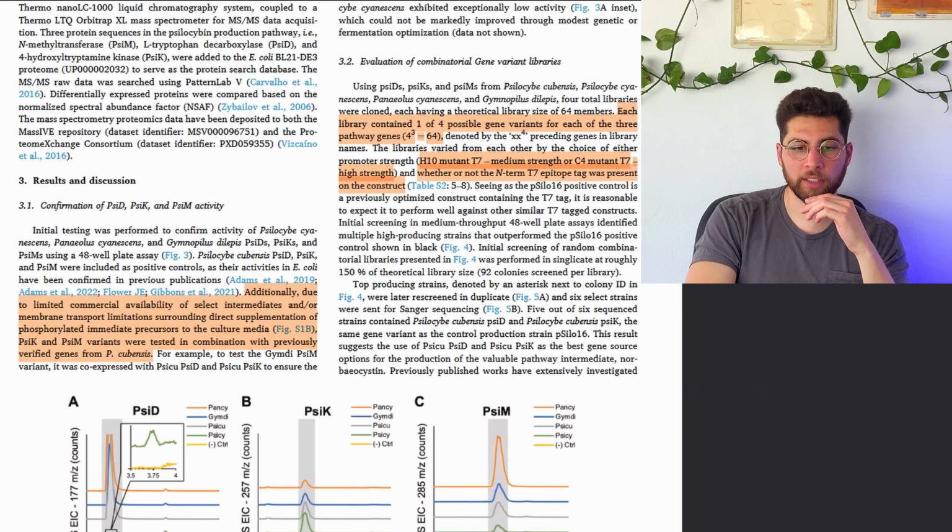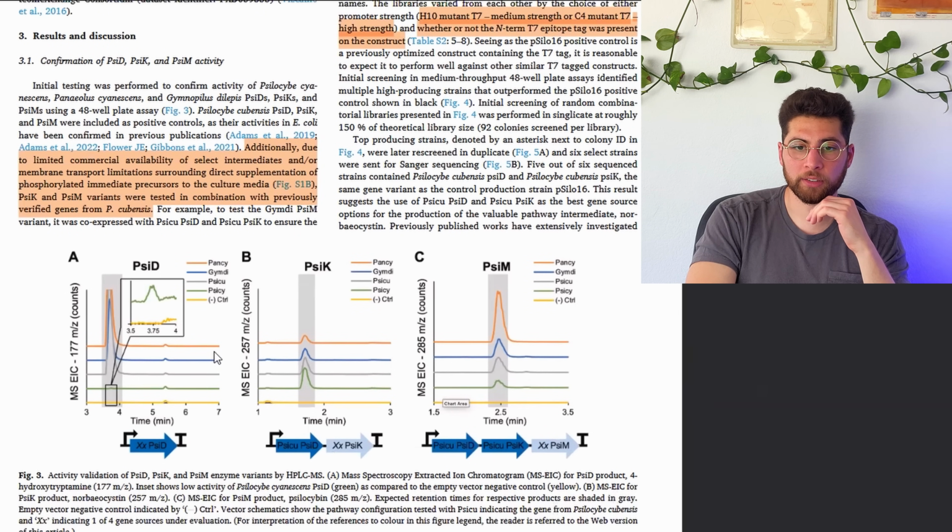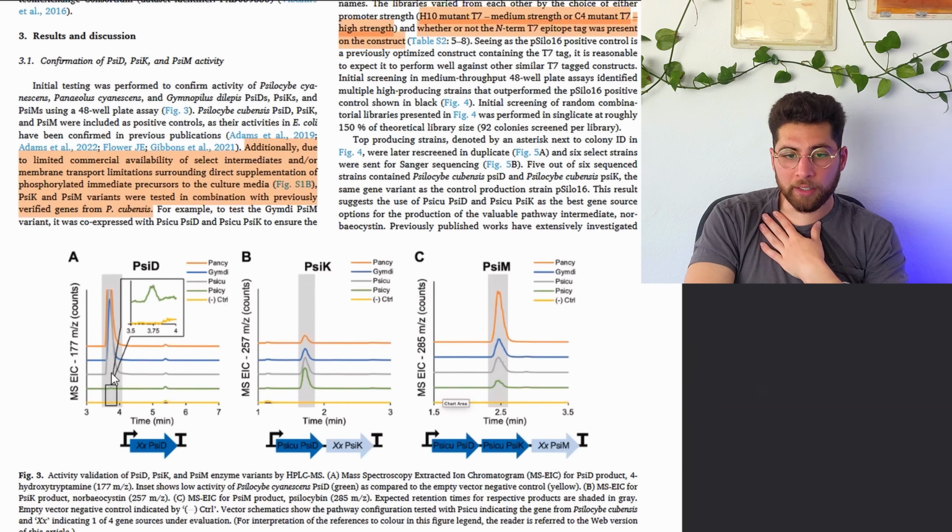So in this case, in this figure here, we're looking at psi D with different genes. So this orange line is the gene from this pansy seat, and then we can recognize psi Q or Psilocybe cubensis in this sort of gray line here. So this is expressing a psi D from Psilocybe cubensis, and then this peak here is for, let's see, 4-hydroxytryptamine. So it's that first compound in the pathway.